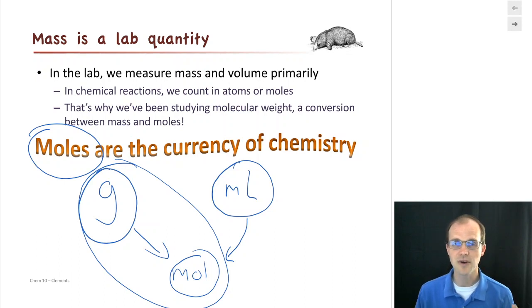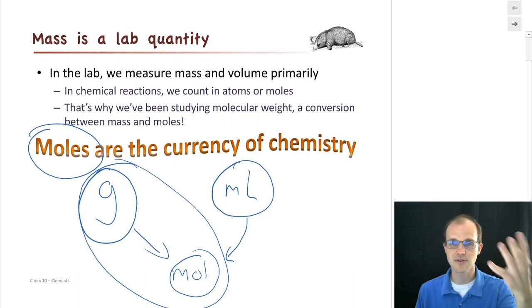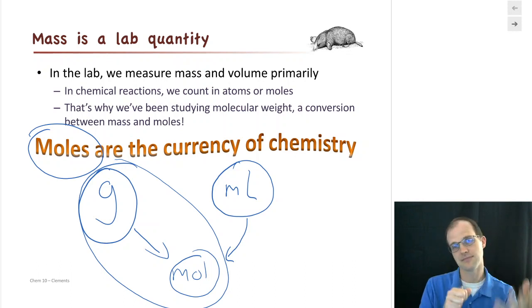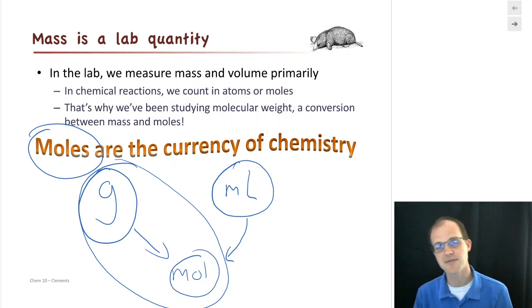So we're going to do this process where we measure things in the lab in grams. Oh, I've got 7 grams of this. How much product am I going to make? And so we're going to convert those grams to moles. And then we can use the balanced reaction to say, oh, I've got 4 moles of this, so I can make 8 moles of that.